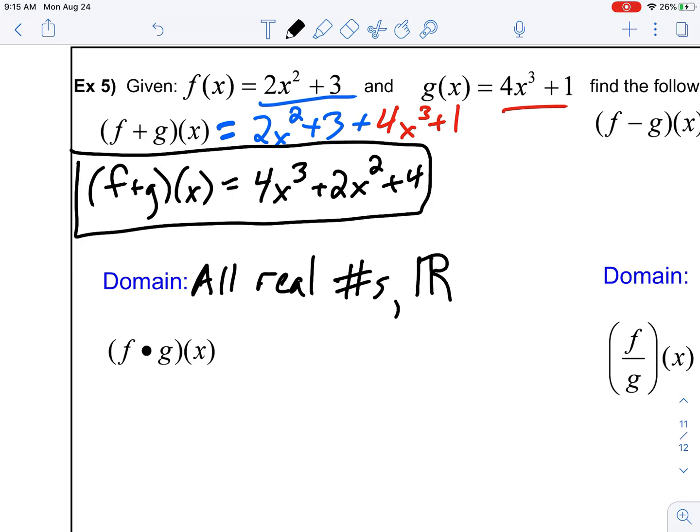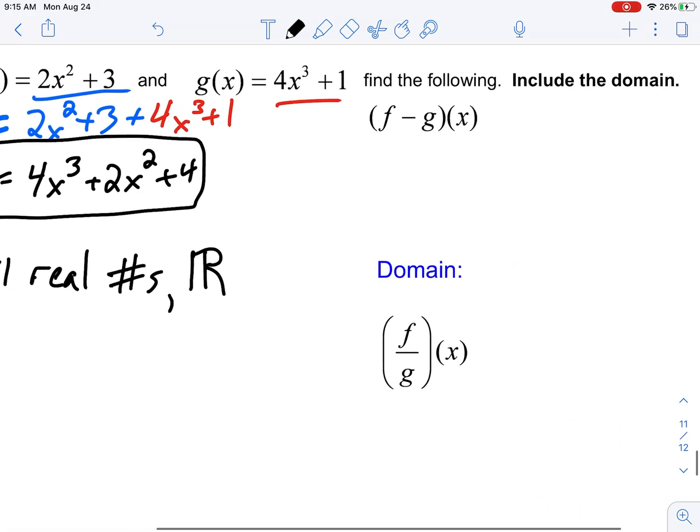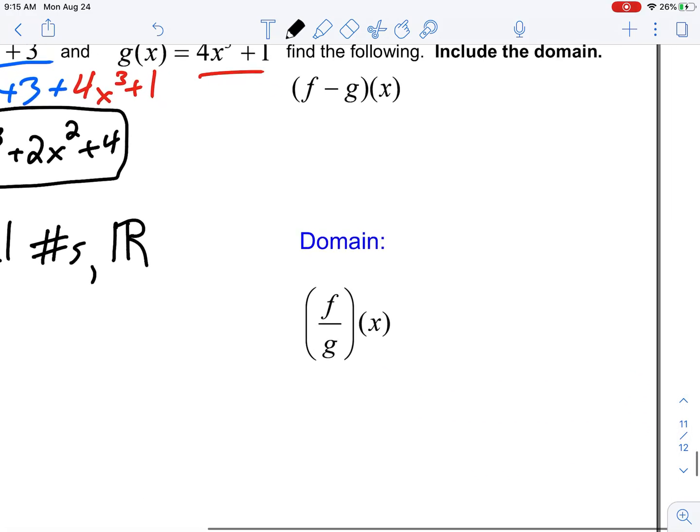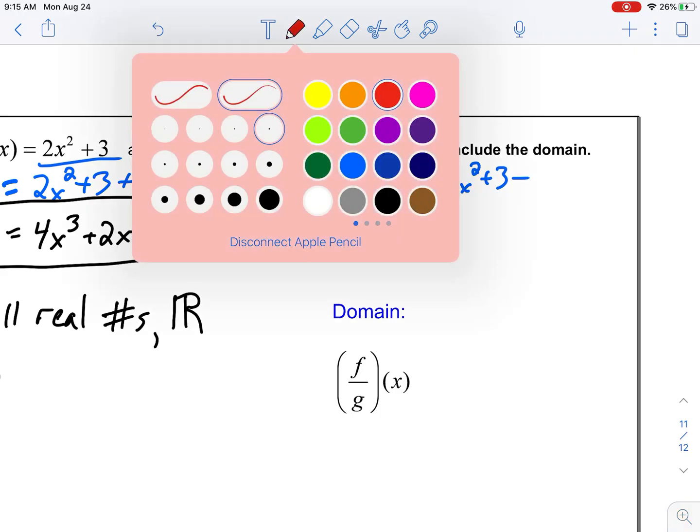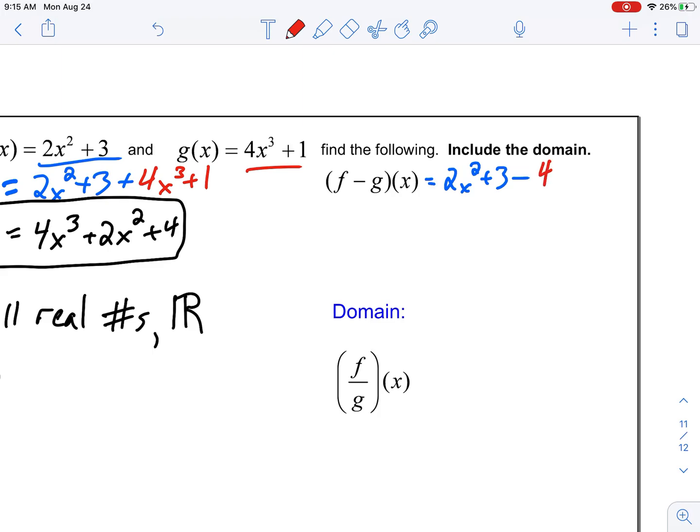All right. Next, let's subtract them. Okay, the subtracting of them, again, not too tricky. The only thing you have to watch out for here is that minus sign. So first function is 2x squared plus 3. When I subtract that, I want to subtract the whole thing, 4x cubed plus 1. So parentheses, just like we did in that difference quotient problem.